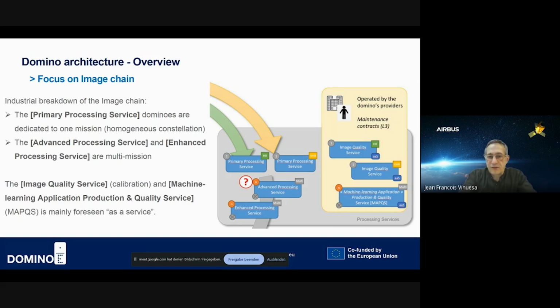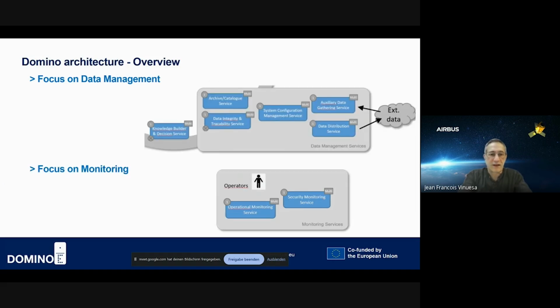And on top of this, for the image ground segment, you have a lot of things that are going to be provided by the domino provider, like the image quality service, because basically this is going to be a service added to your domino of processing, because you want to be sure that you are reaching the good and important quality. What you can also have is some service based on machine learning application, production and quality service, that are automated, and they're going to do it by themselves. So if you can move to the next slide.